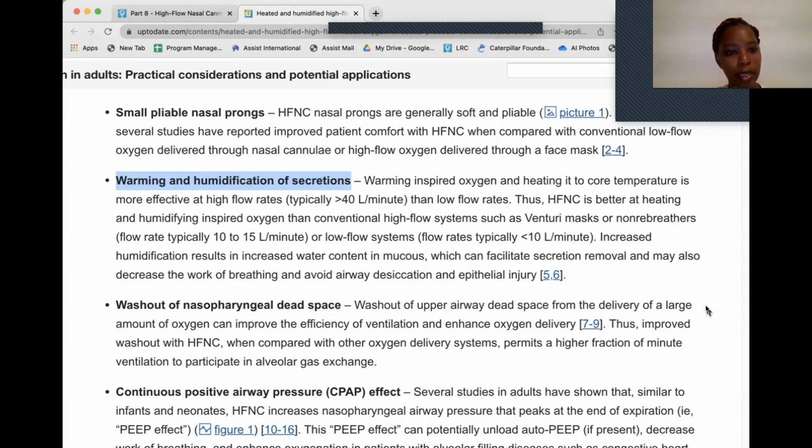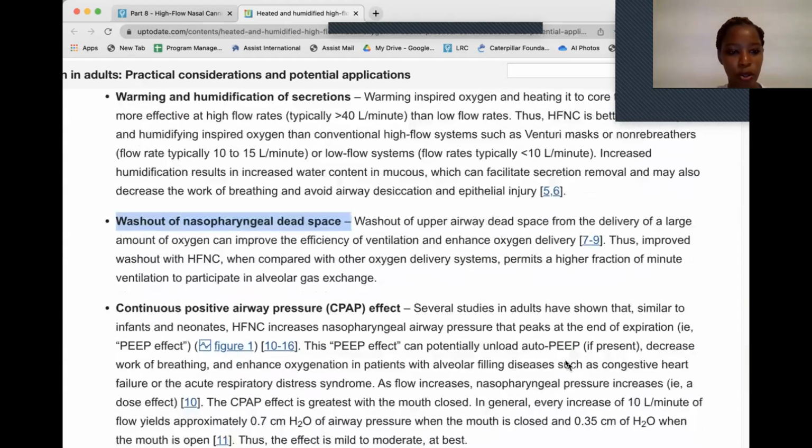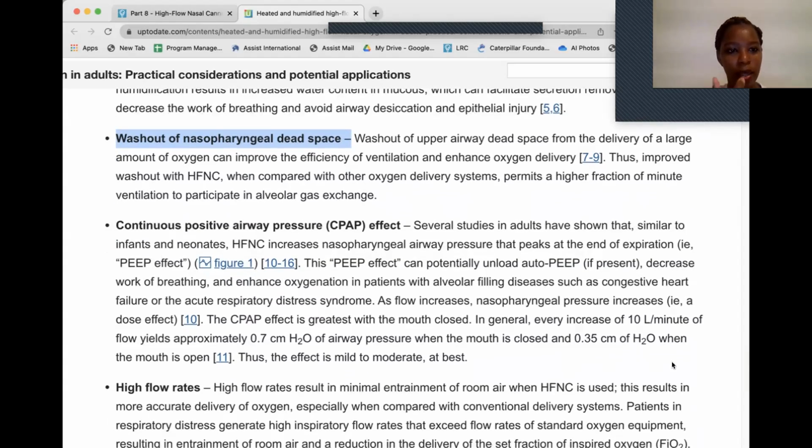And then of course, since it's humidified, you're able to avoid epithelial injury. There's also washout of nasopharyngeal dead space. As you know, there is dead space that's usually in the nasopharynx. So you're giving continuous air, and instead of that dead space having the normal FiO2, the one that we breathe that has 21% oxygen, that dead space has a higher fraction of inspired oxygen.